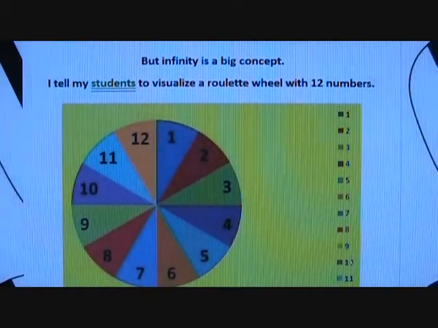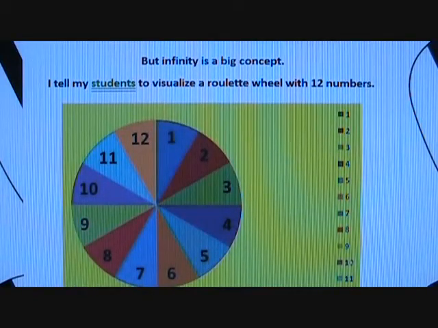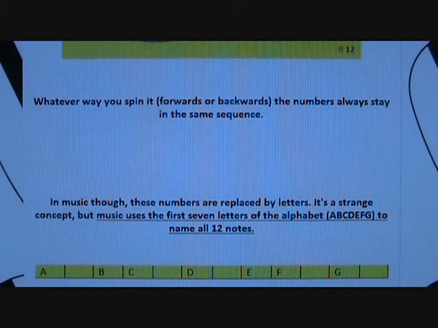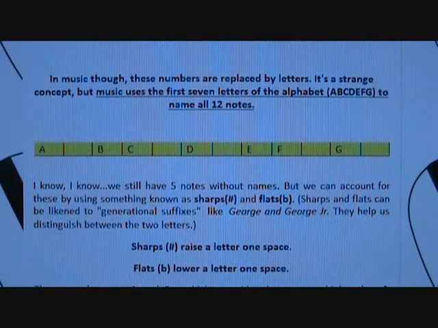But infinity is a big concept. I tell my students to visualize a roulette wheel with 12 numbers. Whatever way you spin it, forwards or backwards, the numbers always stay in the same sequence. In music, though, these numbers are replaced by letters. It's a strange concept, but music uses the first 7 letters of the alphabet, A, B, C, D, E, F, G, to name all 12 notes.